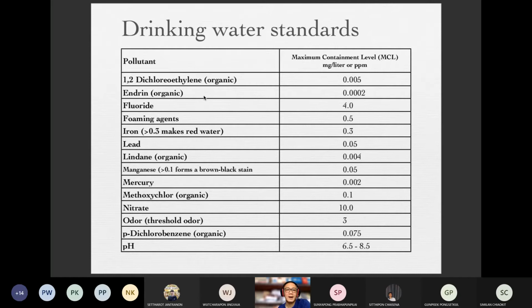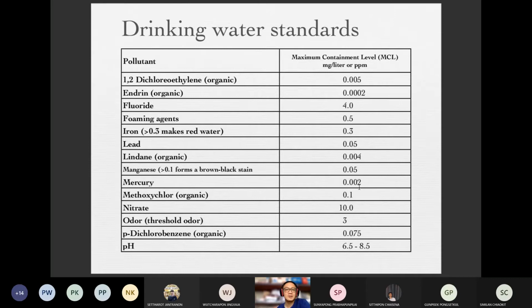For example, if you compare the DDT, dichloroethylene, with the aldrin, which one is more toxic? You will find aldrin is highly toxic because the maximum contaminant level is just 0.0002 ppm. But for DDT, the maximum allowable value is 0.005. So in terms of toxicity level, aldrin is more toxic. So this number can tell you about the toxicity of each pollutant.